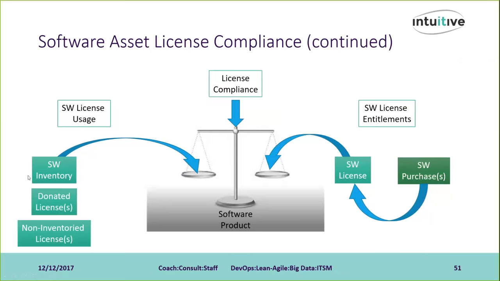We could also manually add pieces or metrics into that based on, for example, donated licenses and non-inventoried licenses. So perhaps a remote location that's consuming licenses that we're unable to inventory or don't have connectivity to, we can account for those here. And again, that would populate the left side. And then our license compliance reports, there are actually tasks in here which compute and bring out those license compliance reports.